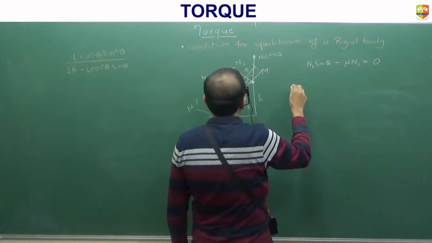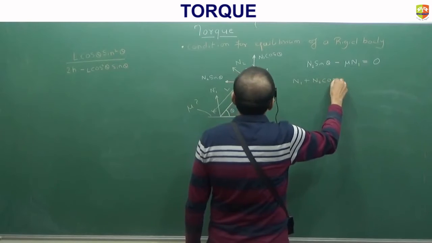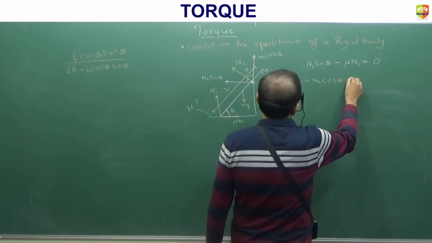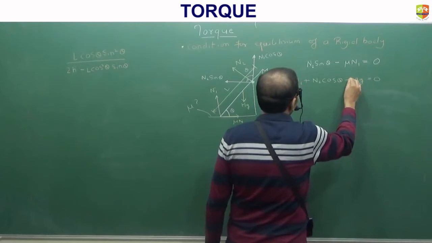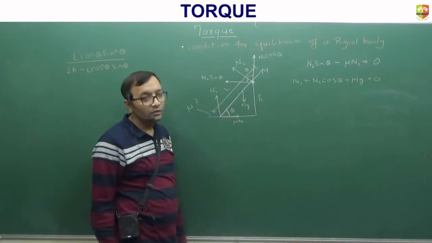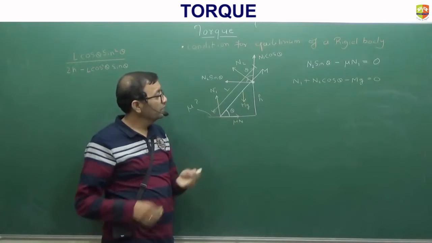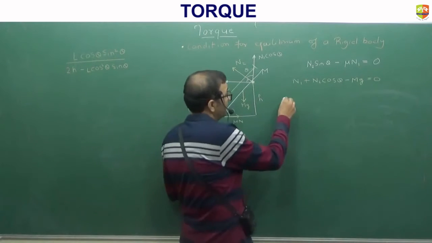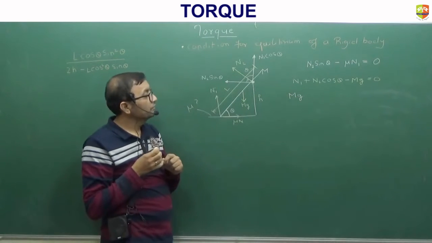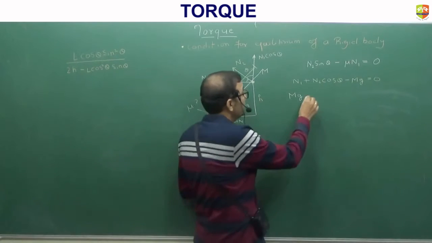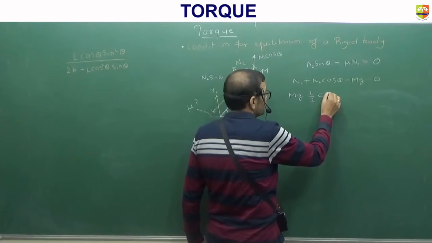Vertical direction: N1 plus N2 cos theta minus mg is equal to 0. You got both these equations, still you're getting it wrong. Then torque about this point, let's equate that to 0. What is the torque because of mg? You have to find mg into distance. Mg into L by 2.